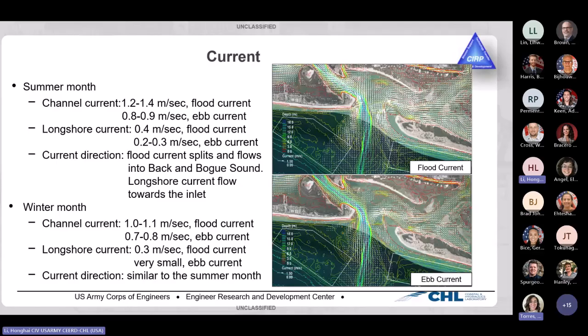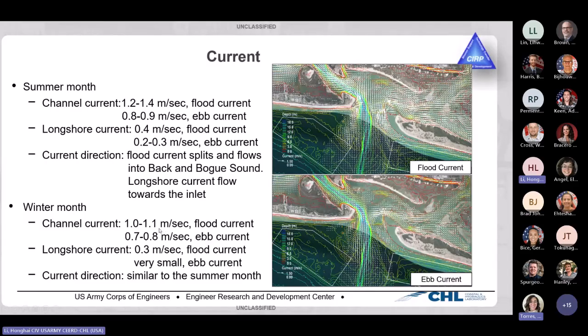And then we check the current condition. First we pick the flood tide, flood current and ebb current. So the top one is flood current. So you see the flow goes in, and the bottom one is ebb current. And then if you check the legend, it's a pretty strong current. So the legend here is 1.5 meter.